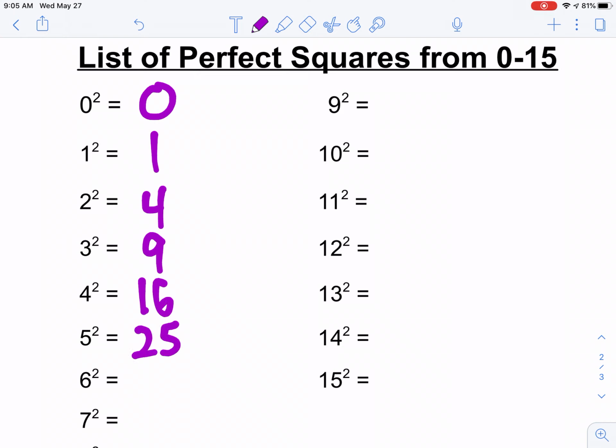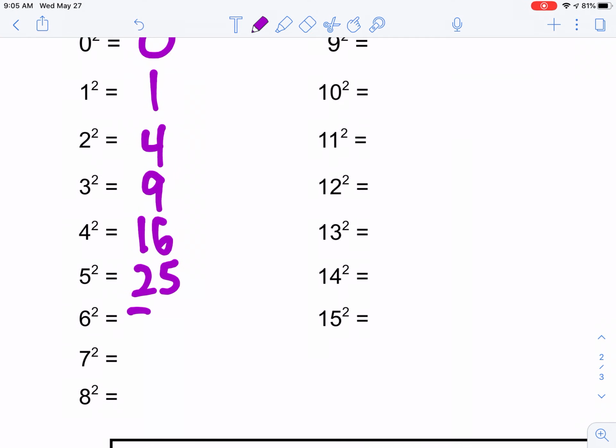Because if you square rooted any of them, if you square root 25, you get 5 back, right? If you square root 16, you get 4 back. If you square root 9, you get 3 back. So these are all the perfect squares, and you should get very good at knowing this list of numbers. You should have it memorized.